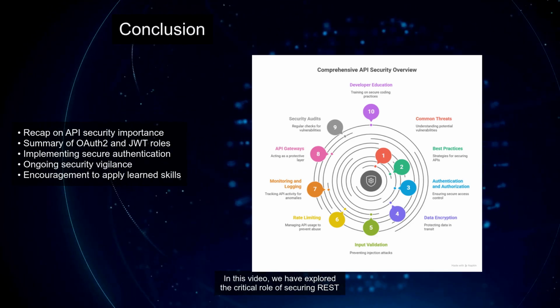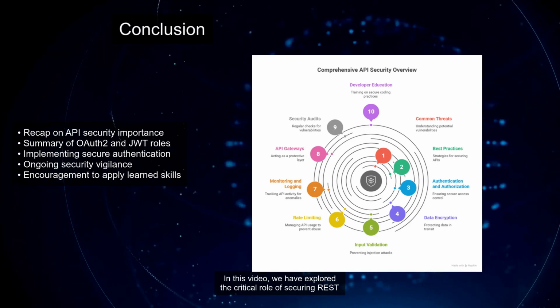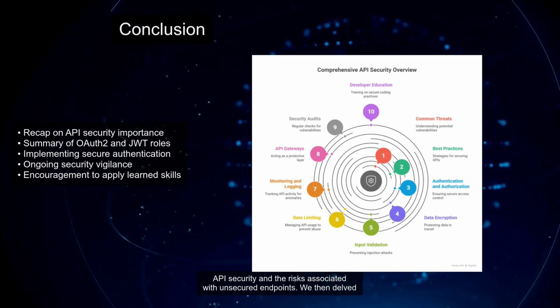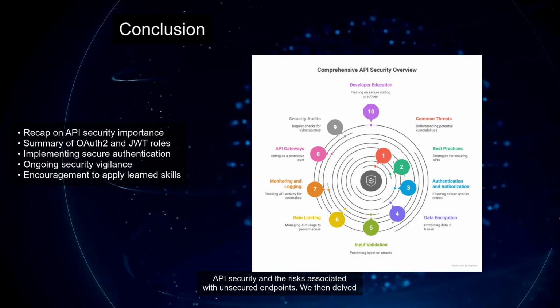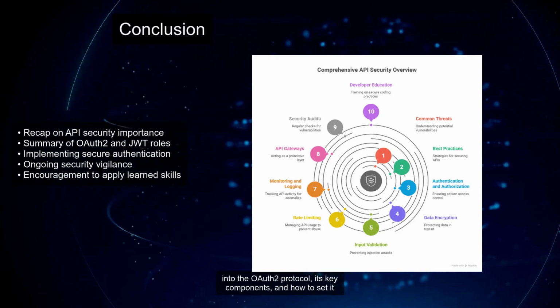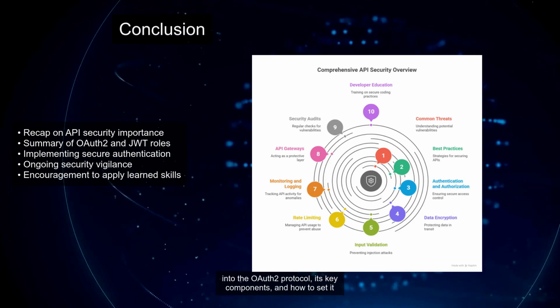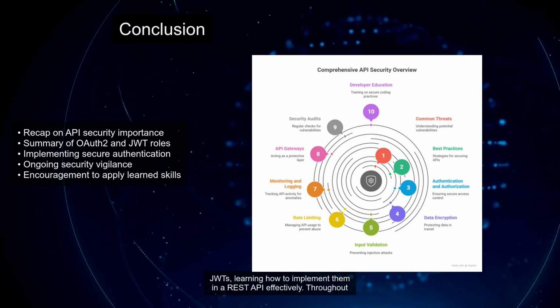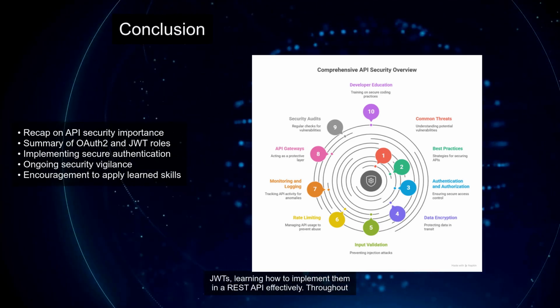In this video, we have explored the critical role of securing REST APIs using OAuth2 and JWT. We started by understanding the importance of API security and the risks associated with unsecured endpoints. We then delved into the OAuth2 protocol, its key components, and how to set it up with a provider. We also examined the structure and usage of JWTs, learning how to implement them in a REST API effectively.